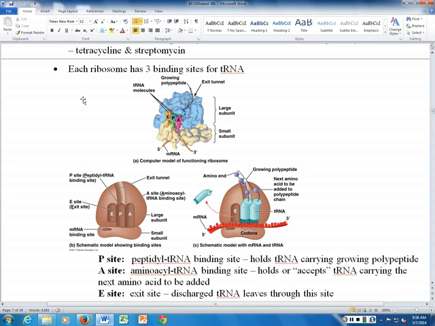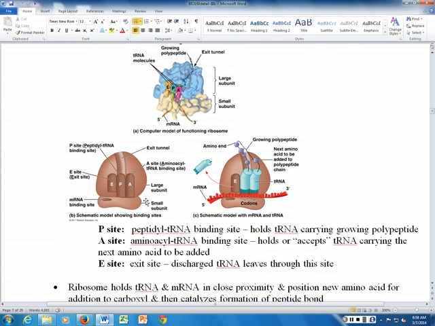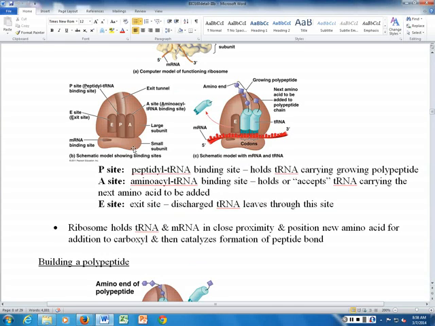So each ribosome has 3 binding sites in it. These things that look like little hot dog buns or hamburger buns here are your 2 subunits, and you've got the P site, A site, and E site, and they're actually in the order A site, P site, E site, so it's like a reverse APE. So the A site is officially called the aminoacyl tRNA binding site. The easiest way to remember is it's the accepting site. That's going to be the one that's going to let the new tRNA come in.